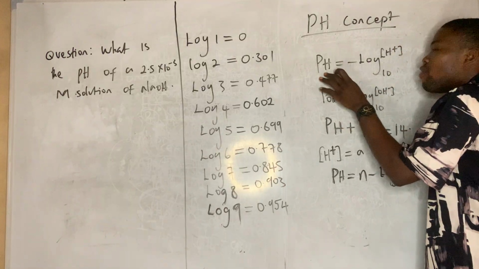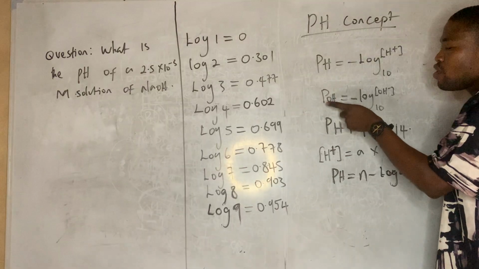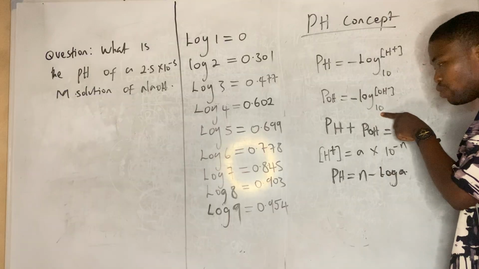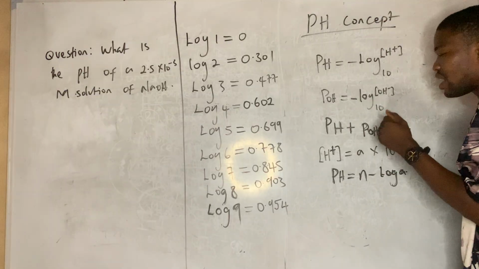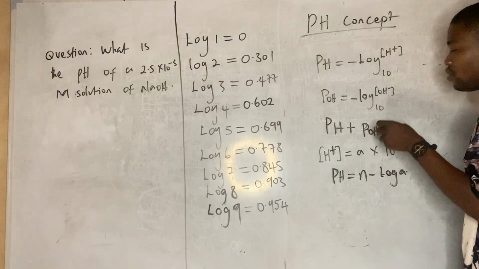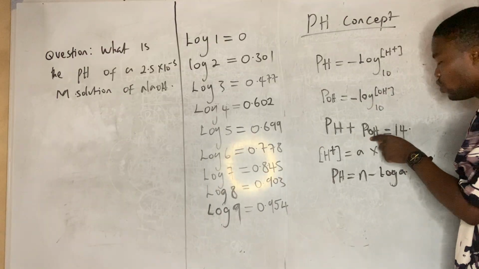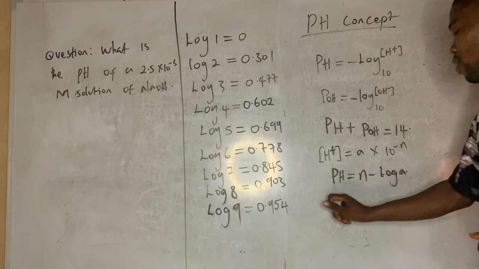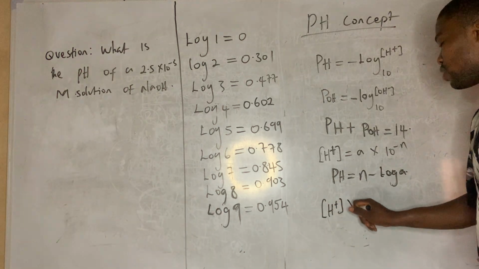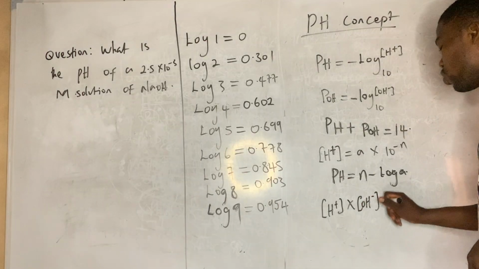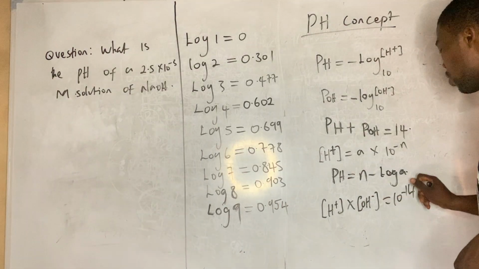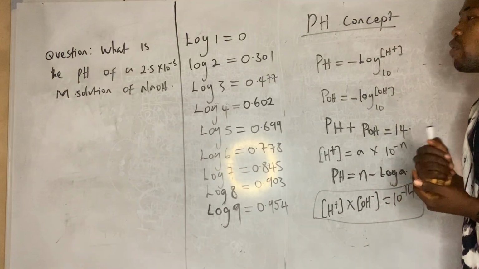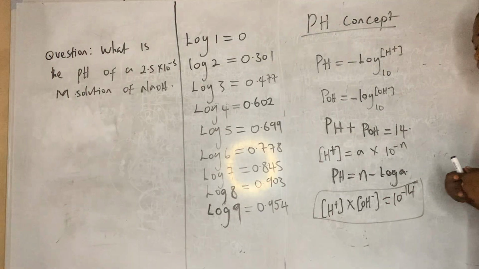Also, the counterpart of pH is pOH. pOH is the negative logarithm of hydroxide ion concentration to base 10. Having known that, pH plus pOH equals 14. Another concept you have to know is that hydrogen ion concentration times hydroxide ion concentration equals 10 raised to the power minus 14. Remember, the video is about how to calculate the pH of a strong acid and strong base, without a calculator.